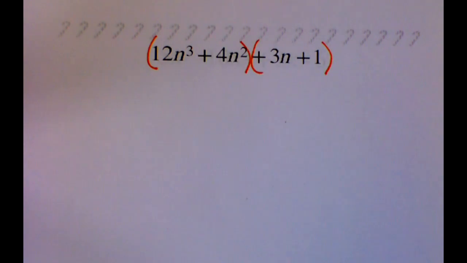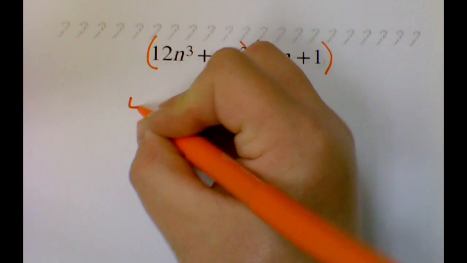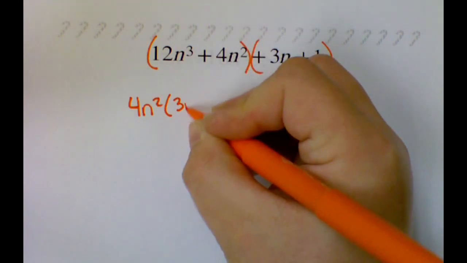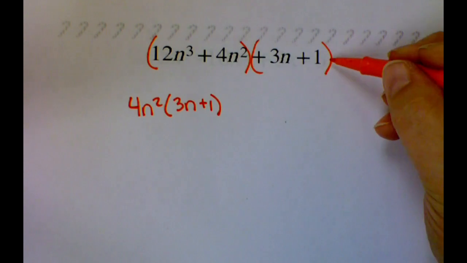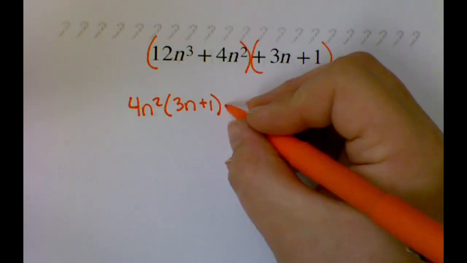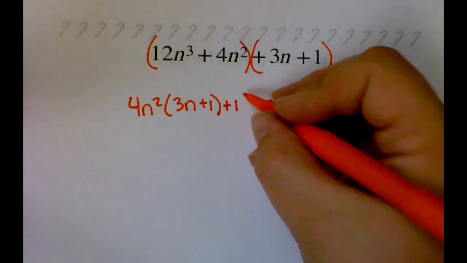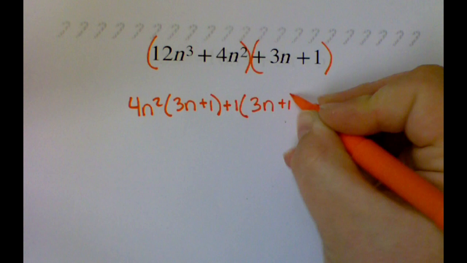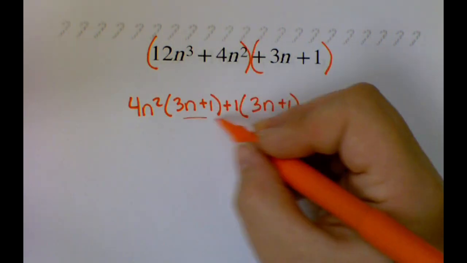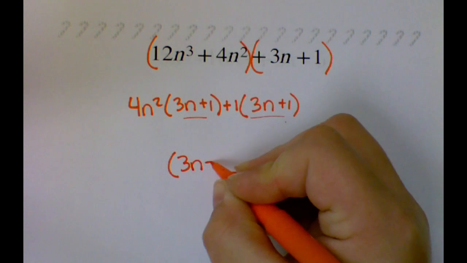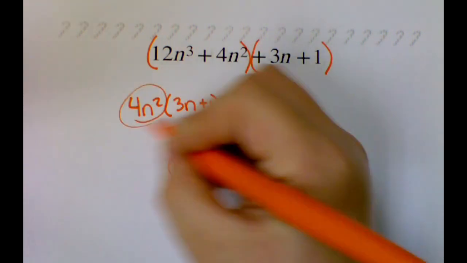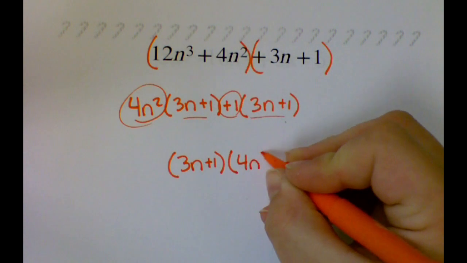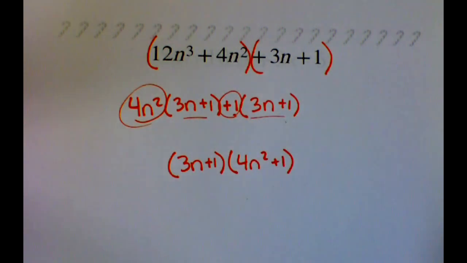All right, to factor this one, we do the same thing. Group together the first 2 terms, group together the last 2 terms. The GCF of my first 2 terms is 4n squared, which leaves me 3n plus 1. The GCF of my last 2 terms, well, there isn't one. So our GCF is going to be a plus 1, which leaves me with 3n plus 1. That's fine because I still have those 3n plus 1s. And my other factor has got to be 4n squared plus 1. You always have to take out that 1 because otherwise our factoring by grouping method will not work.